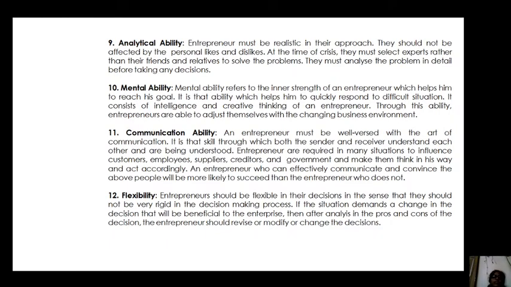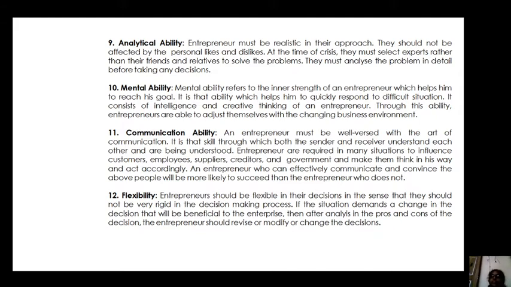Then analytical ability. An entrepreneur must be realistic in their approach. They should not be affected by personal likes and dislikes. At the time of crisis, they must select experts rather than their friends and relatives to solve the problem. If there is a problem, they will go to an expert. They will talk with other entrepreneurs who are their competitors. Okay, even in the case of competitors, they will talk to them. They will take some suggestions and they will try to solve the problem.